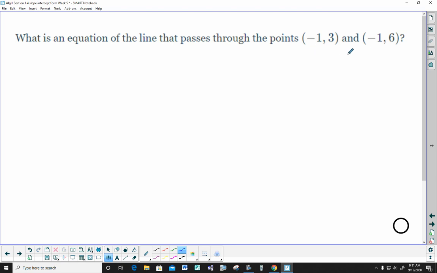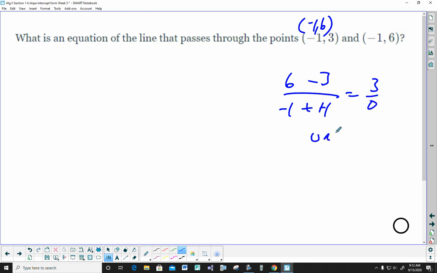Okay, this one. First thing you do is find the slope. So the y is on top, x is on the bottom, that goes plus. So I get 3 over 0, which is undefined. And you go, okay, wait a minute. What kind of line has an undefined slope? Vertical. And what we said earlier, all vertical lines have the format x equals some number.